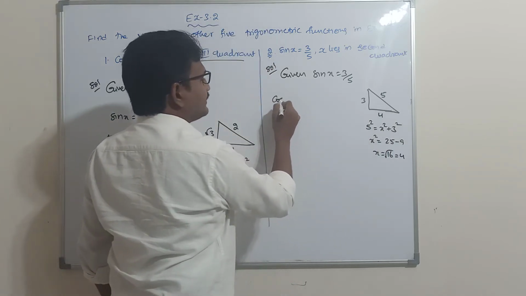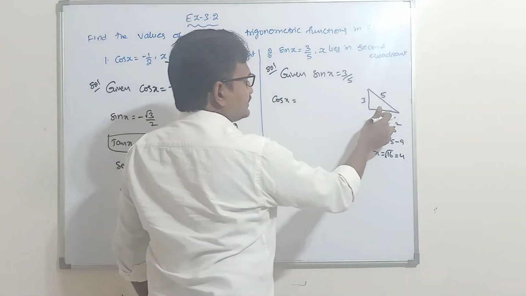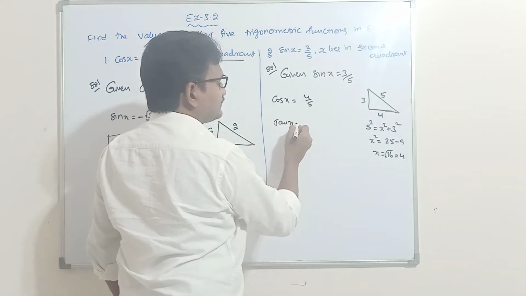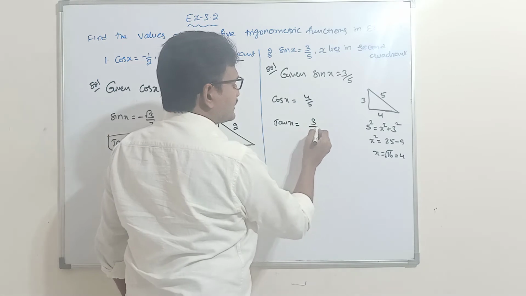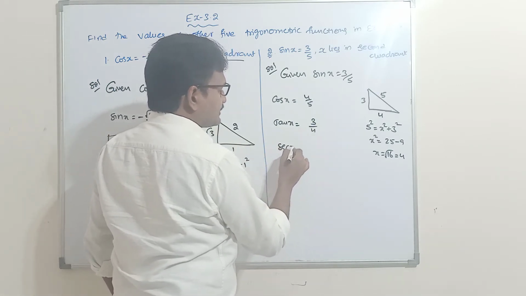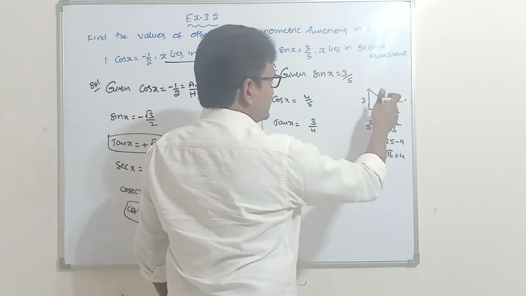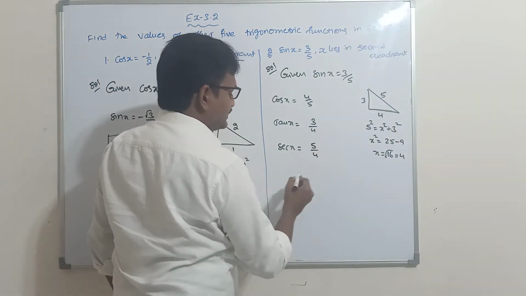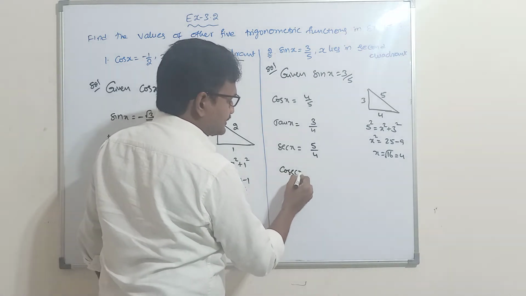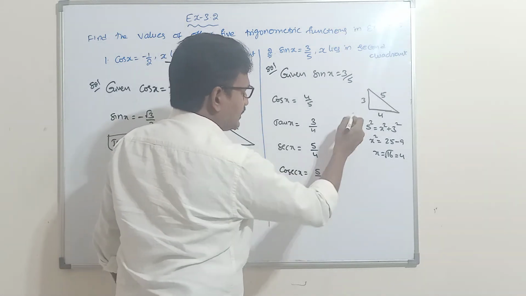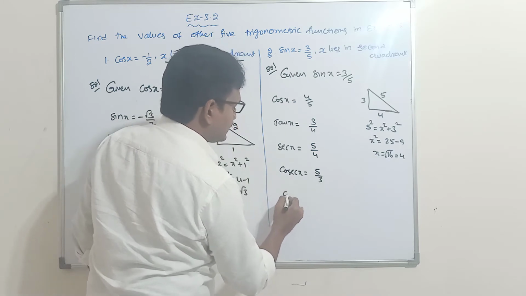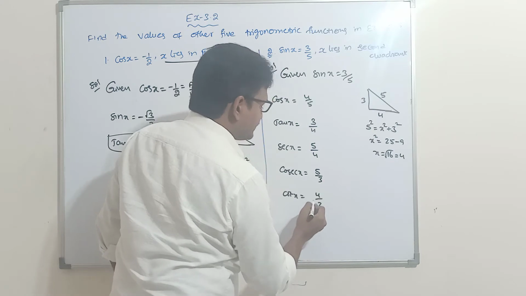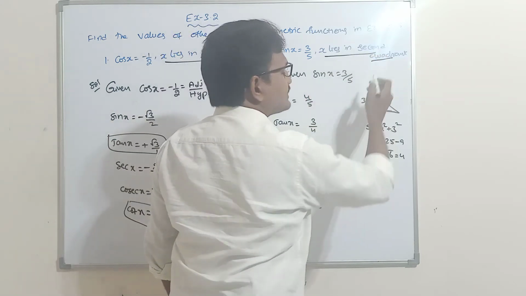Then cos x value is adjacent side by hypotenuse. Tan x value is opposite side by adjacent side. Secant x value is hypotenuse by adjacent side. Cosecant x value is hypotenuse by opposite side. Cot x value is adjacent side by opposite side. So here x lies in the second quadrant.